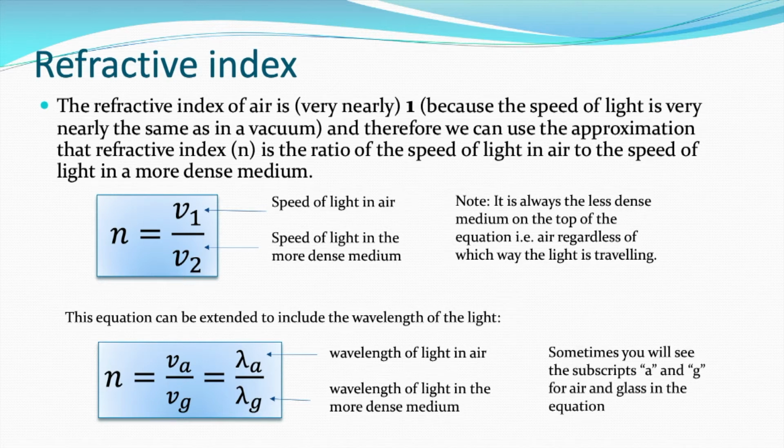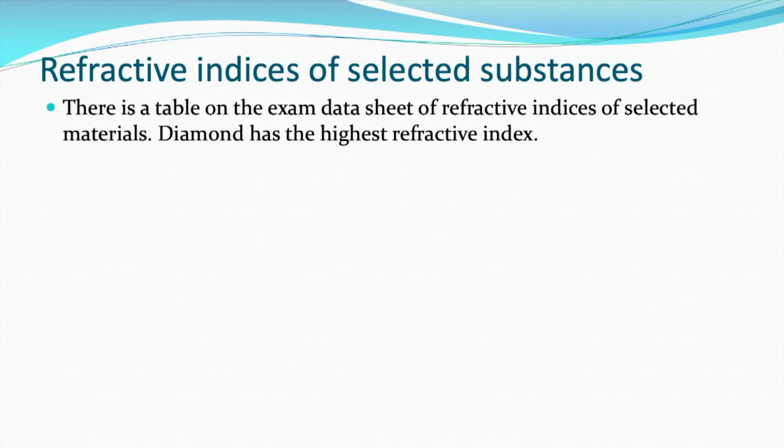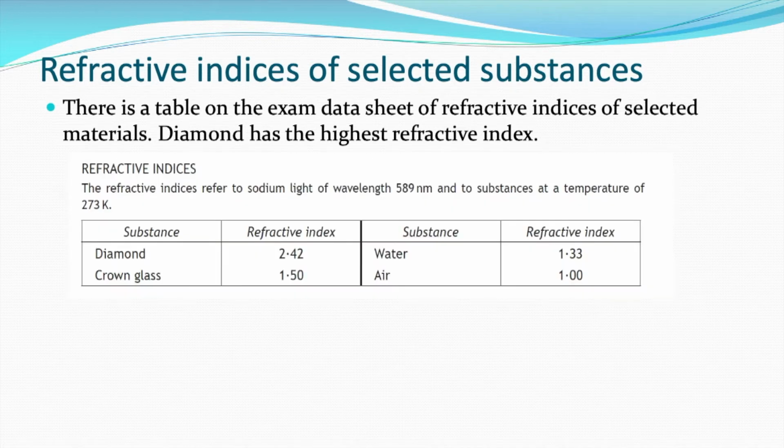And sometimes instead of the numbers 1 and 2, you'll see subscripts for the substances, A for air, G for glass. Now, what are the refractive indexes or indices of selected substances? Well, you maybe noticed a table on your data sheet that's got refractive indices on it. There it is, and there's some common substances. And what you'll notice is refractive index is always a number greater than 1, but it's never really any greater. Well, diamond has got the greatest refractive index that you'll probably see, 2.4.